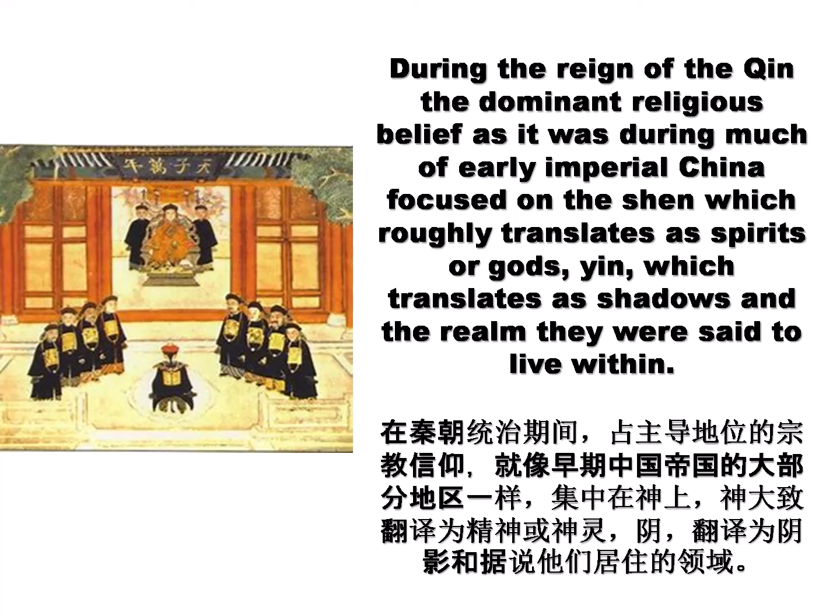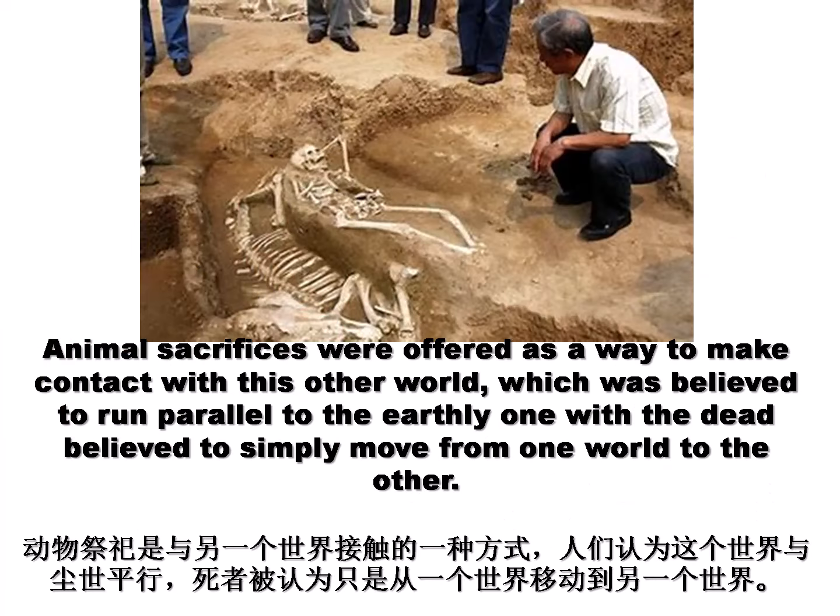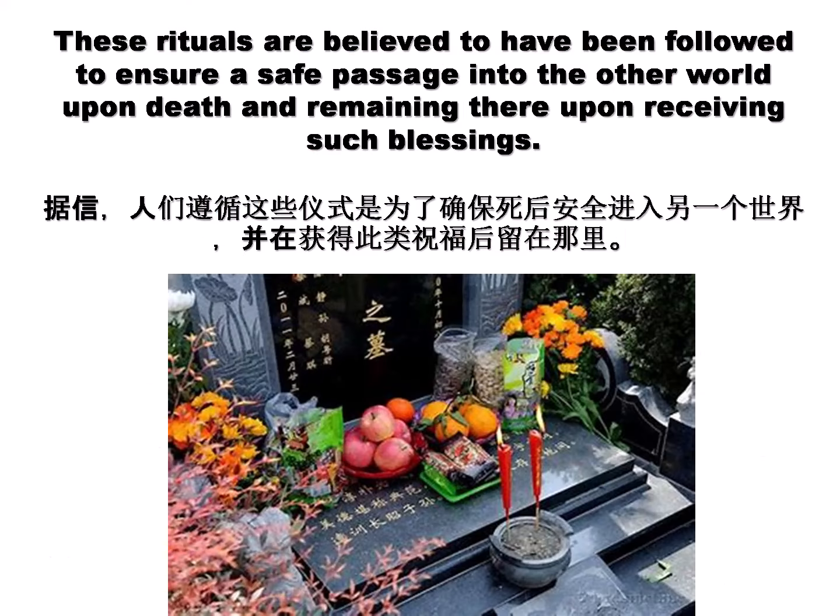During the reign of the Qin, the dominant religious belief, as it was during much of early Imperial China, focused on the Shen, which roughly translates as spirits or gods, Yin, which translates as shadows, and the realm they were said to live within. Animal sacrifices were offered as a way to make contact with this other world, which is believed to run parallel to the earthly one, with the dead believed to simply move from one world to the other. These rituals are believed to have been followed to ensure a safe passage into the other world upon death, and remaining there upon receiving such blessings.